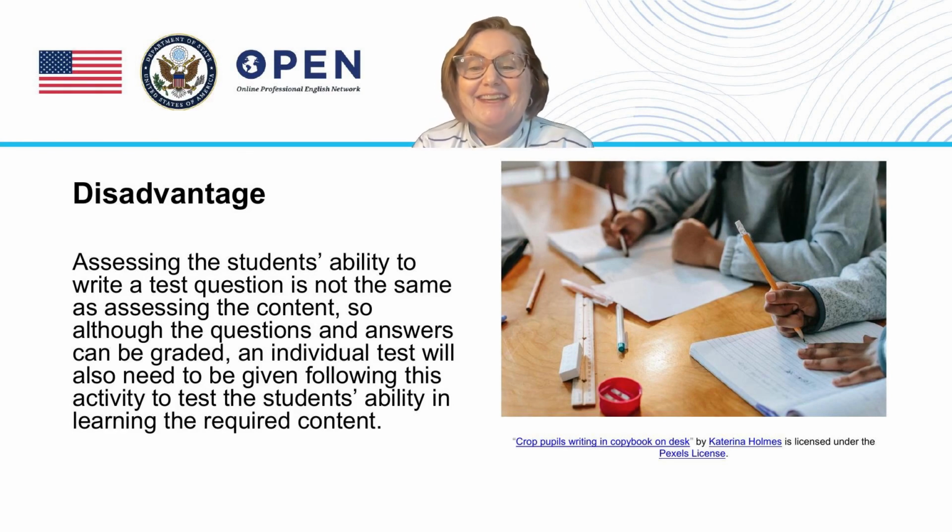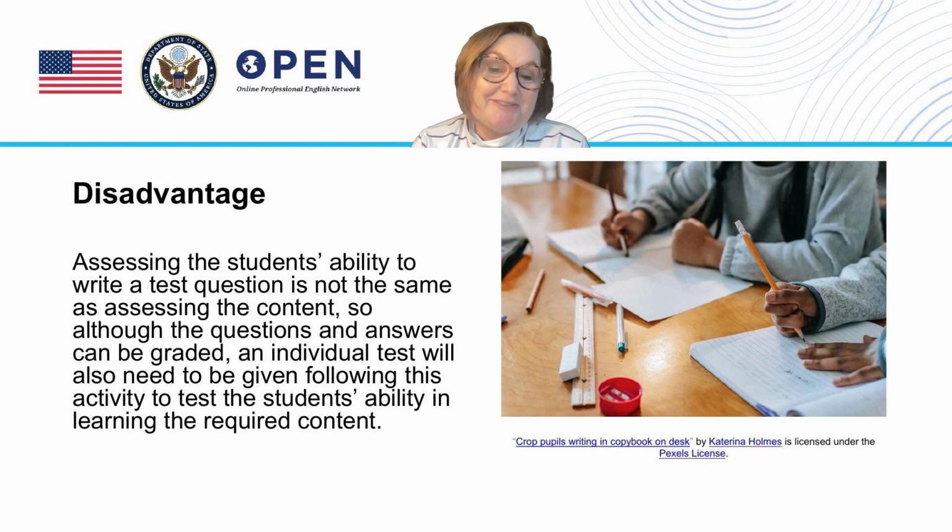Advantages. This is a learner-centered activity that prepares students for the test and allows students to participate in writing potential test questions, which could be motivating.